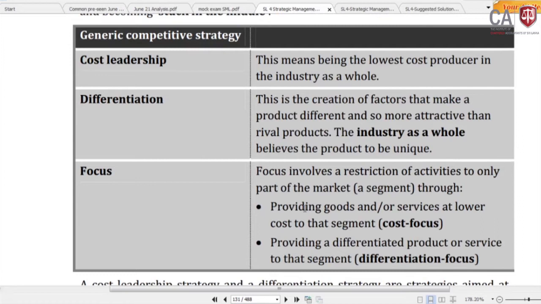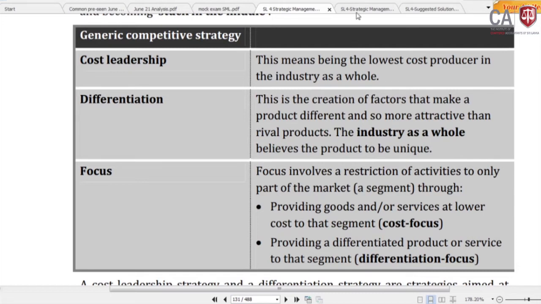One option is to use cost leadership strategy. So, what is cost leadership strategy? This means being the lowest cost producer in the industry as a whole. So, what we are trying to do is become the lowest cost producer in the industry. When we are the lowest cost producer, what we can do in the market is offer the good at the lowest price to the customers. That is one option, right.